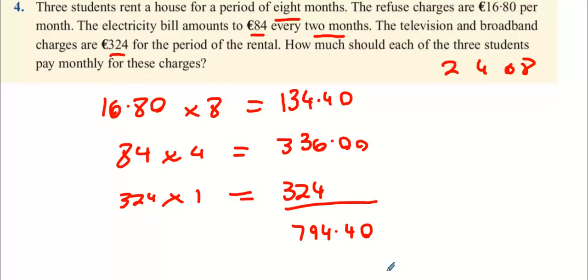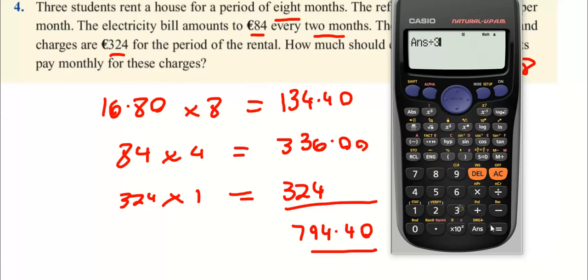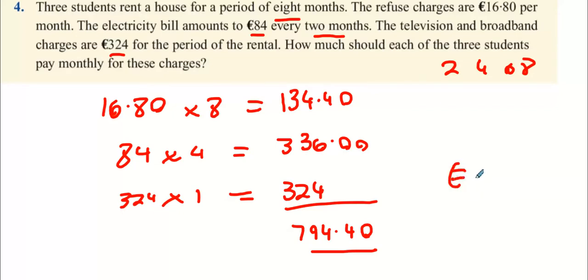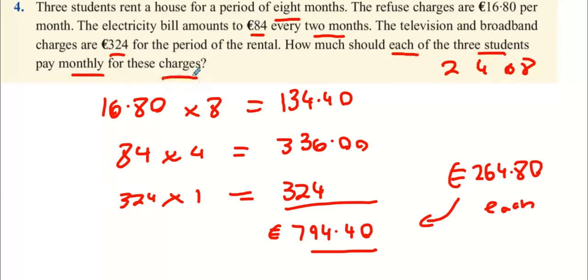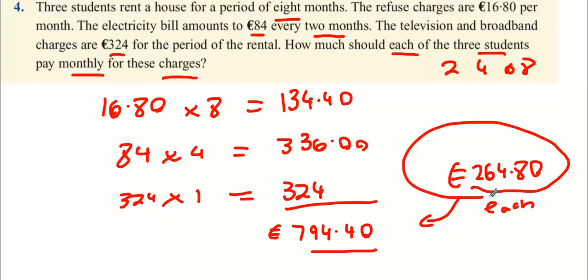So in the last question, I assume that's the total they're going to pay. So the 3 students will pay €794.40 each. Or if you divide that by 3, they'd pay €264.80 each. Or the combination of all 3 would be €794.40. So how much should each of the 3 students pay monthly? So the answer should be €264.80.